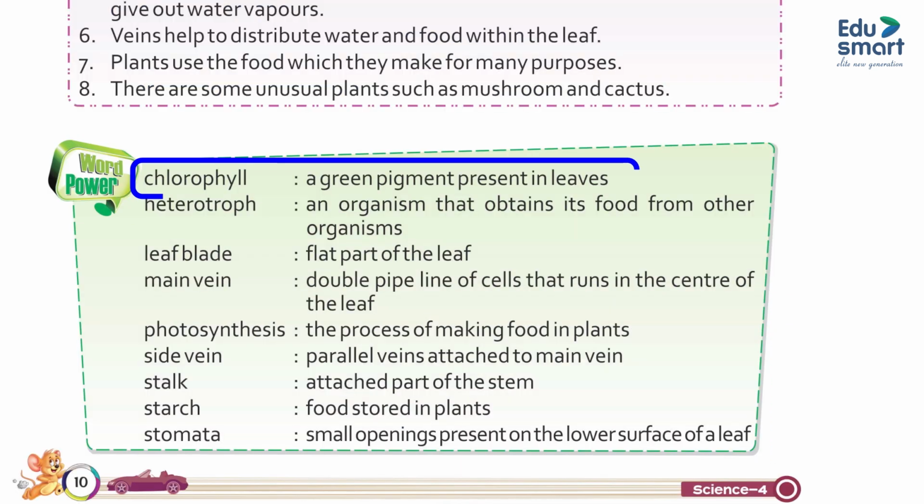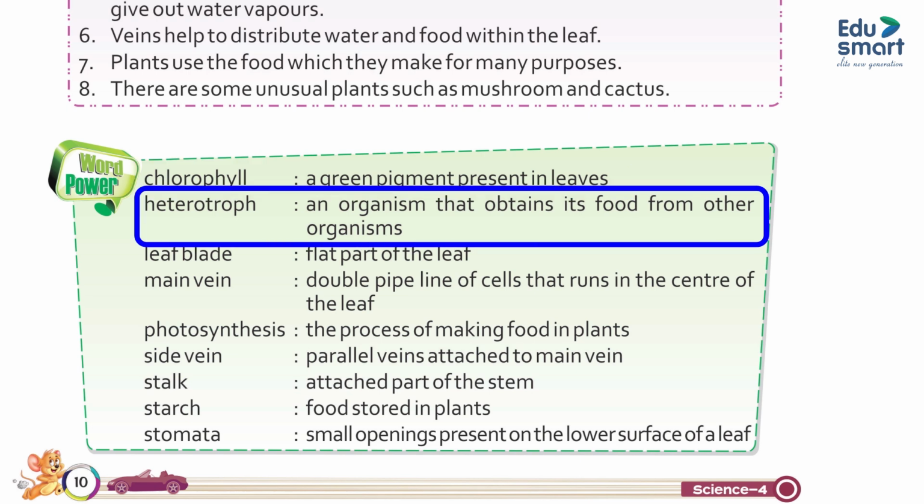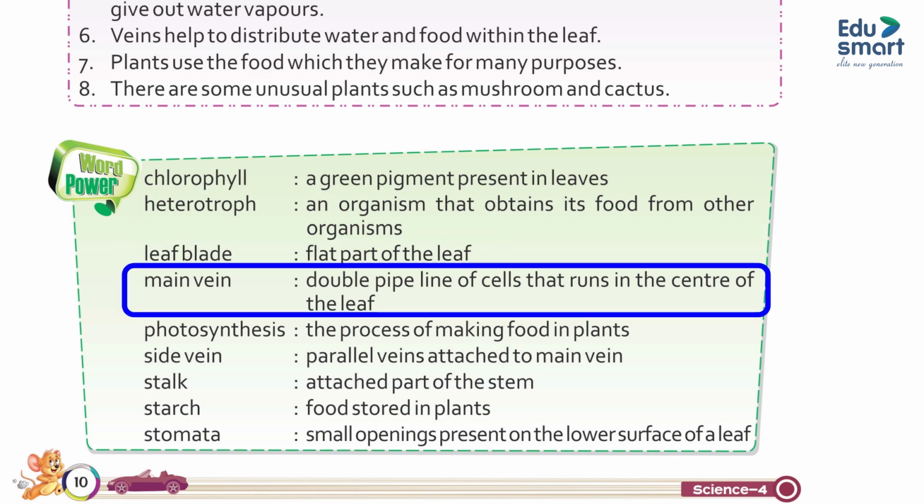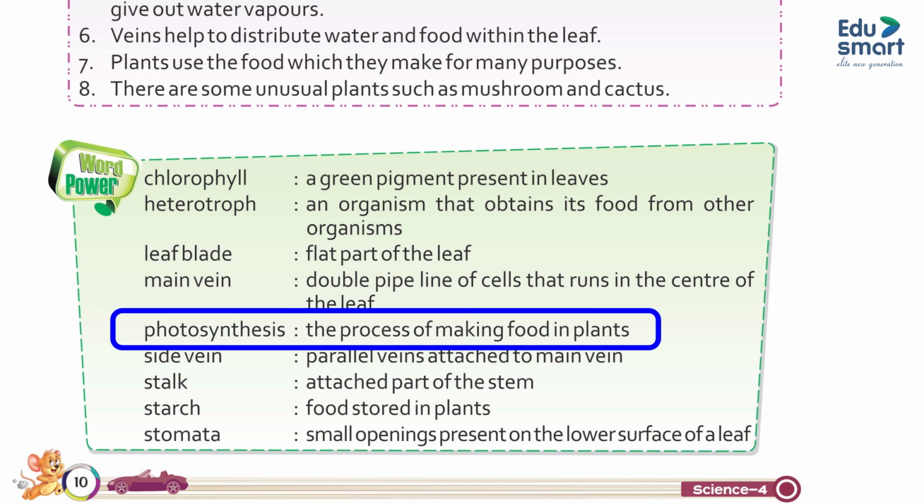Word power. Chlorophyll, a green pigment present in leaves. Heterotroph, an organism that obtains its food from other organisms. Leaf blade, flat part of the leaf. Main vein, double pipeline of cells that runs in the center of the leaf. Photosynthesis, the process of making food in plants.